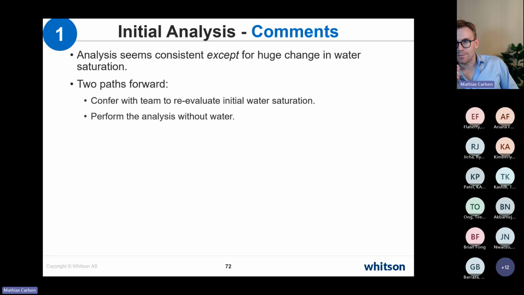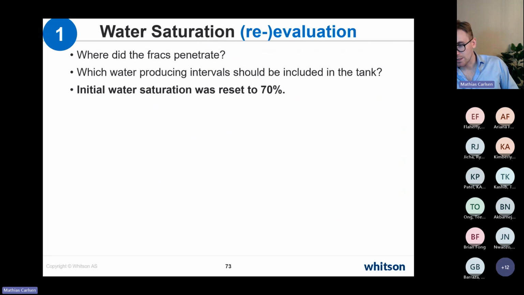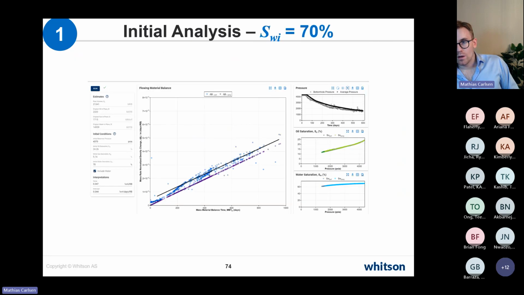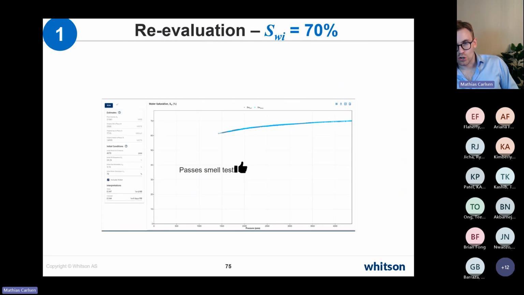So they basically increased it up to 70% and redid the analysis. When they redid the analysis and checked the water saturation change, it went from the 70s to maybe 64 or 63 or something like that. So it passes the smell test. Was 70% exactly the right number? Probably not, but it's at least a heck of a lot better than 30.